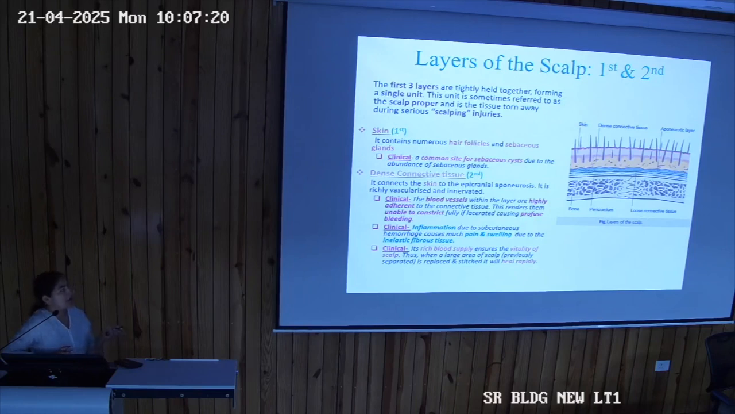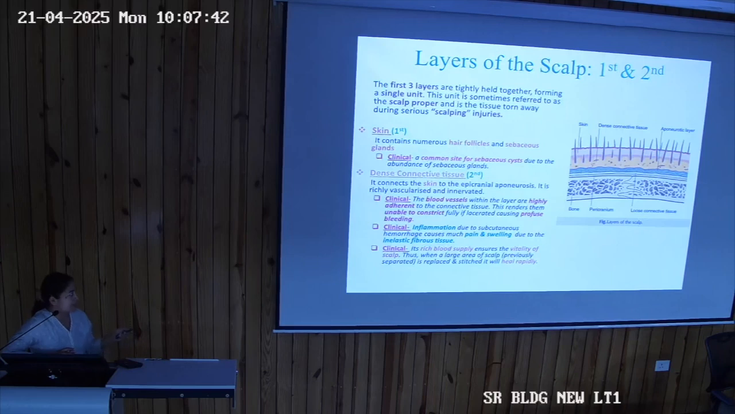So it is a common site for the sebaceous cyst. Dense connective tissue, the second layer, which is also called as epicranial. This connects the skin to the epicranial aponeurosis. Third layer is your aponeurosis. So this layer, dense connective tissue, is a link between the skin and the third layer, the epicranial aponeurosis.